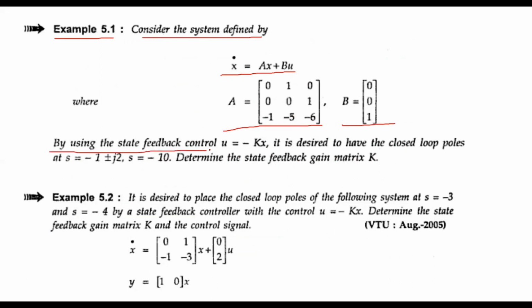Using state feedback control, u is equal to r minus Kx. If you substitute r is equal to 0, it will become minus Kx. It is decided to have closed loop poles at s is equal to minus 1 plus or minus j2, and s is equal to minus 10. Determine the state feedback gain matrix K.